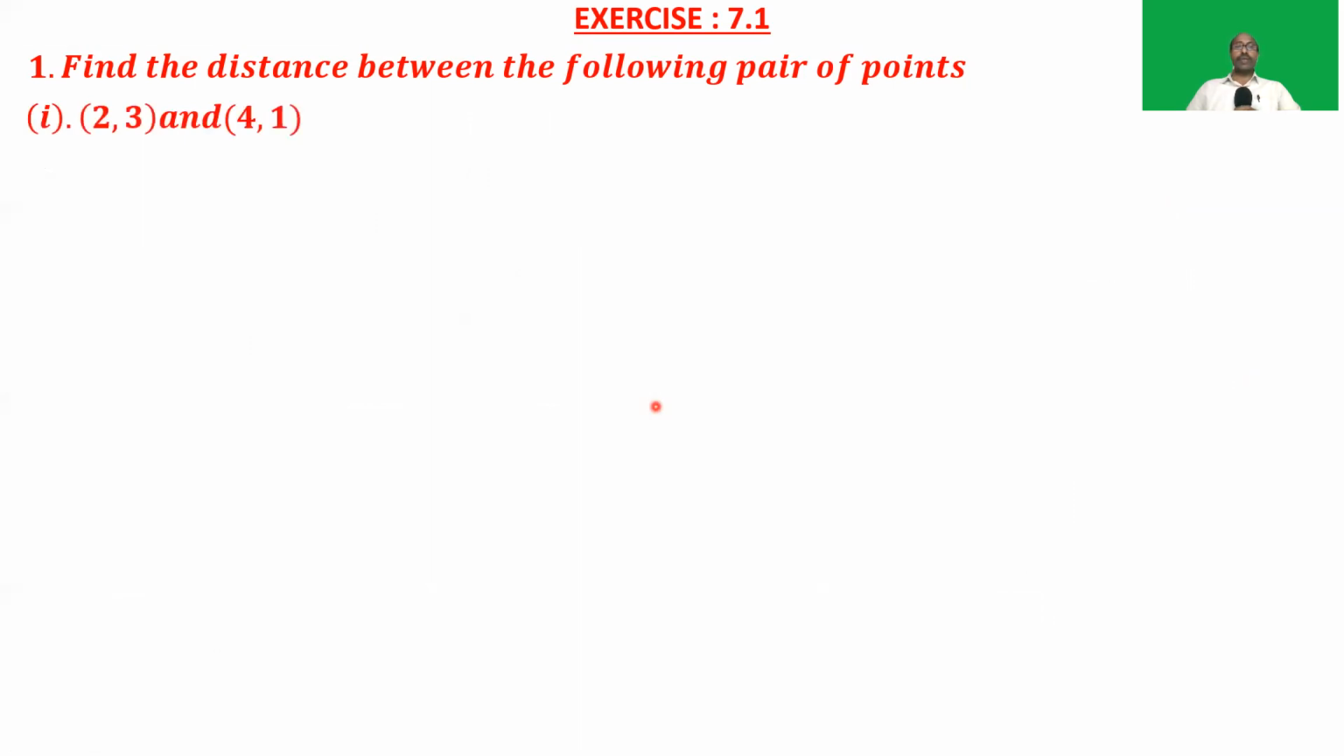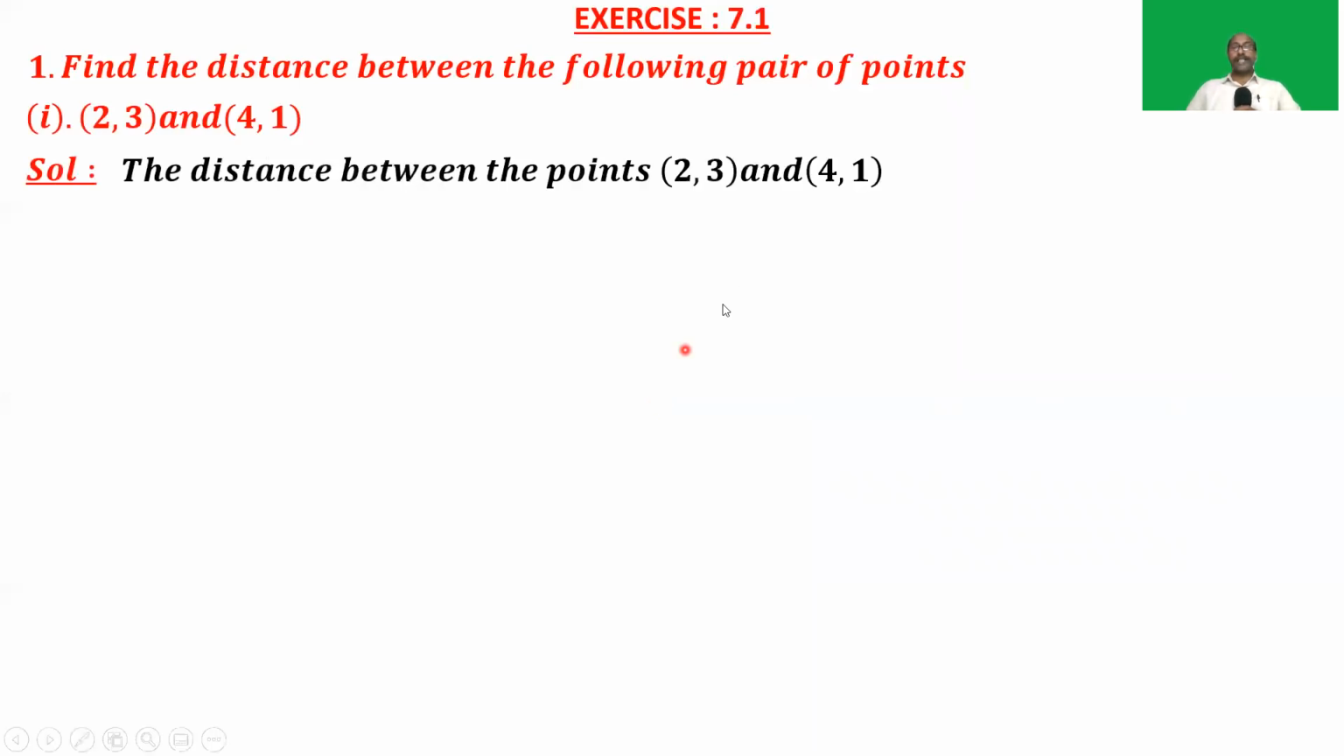So first one is given that (2, 3) and (4, 1). So the distance between the points (2, 3) and (4, 1) is under root (x2 minus x1) whole square plus (y2 minus y1) whole square. This is the formula to find the distance between any 2 points in the coordinate plane. Now here we have x1 is 2, y1 is 3 and x2 is 4, y2 is equal to 1. Now substitute these values in this formula.